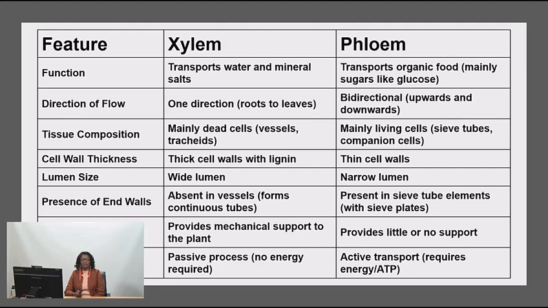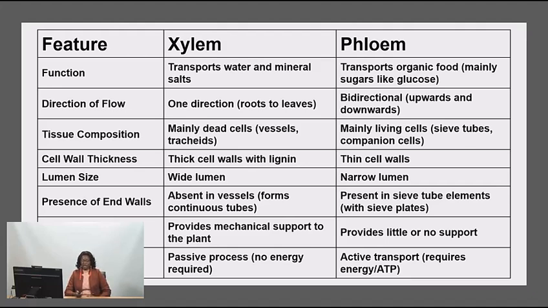The tissue composition. The xylem consists of mainly dead cells, which are the vessels and the tracheid elements. The phloem cells are living, which are the sieve tube elements and the companion cells. The cell wall thickness. The xylem has a thick cell wall with lignin, so it protects water from evaporating from the plant, while the phloem has a thin cell wall because it contains sugars. It is responsible for the transport of sugars.